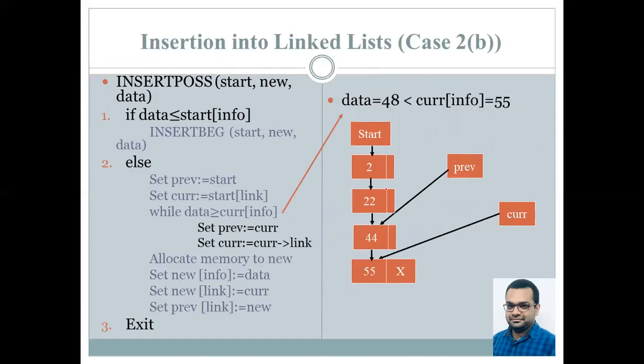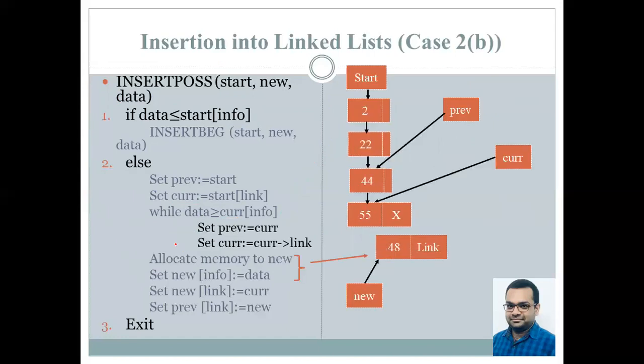Now again comparison will be performed, and the data value 48 will be compared against the current info, and since it is found to be less, therefore this check fails and these two statements will not be executed. So now we'll allocate a new node using the malloc function and assign its information part the value of the data that we want to insert into the linked list. So over here, this value is 48.